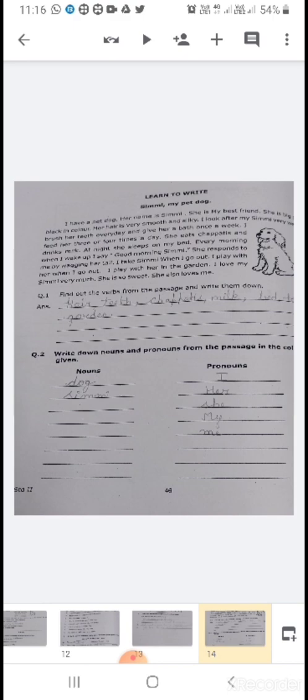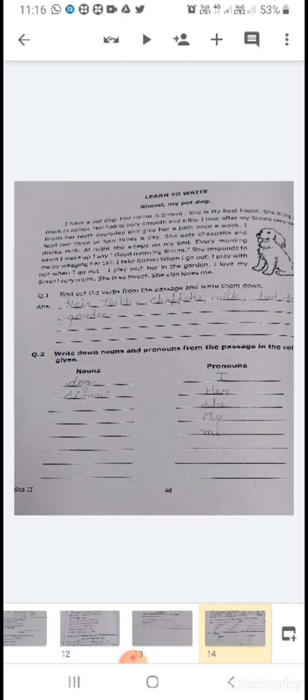I look after my Simi very well. I brush her teeth every day and give her a bath once a week. I feed her 3 or 4 times a day. She eats chapatis and drinks milk. At night she sleeps on my bed. Every morning when I wake up, I say good morning, Simi. She responds to me by wagging her tail.